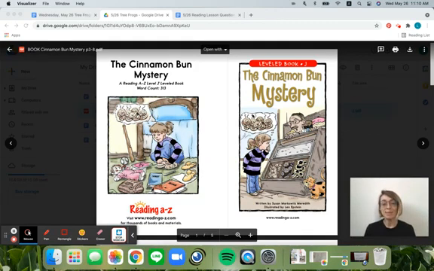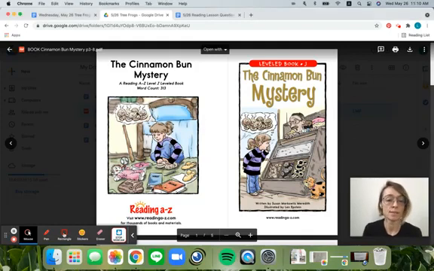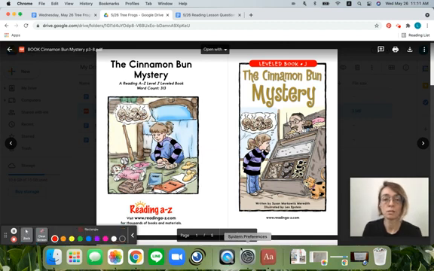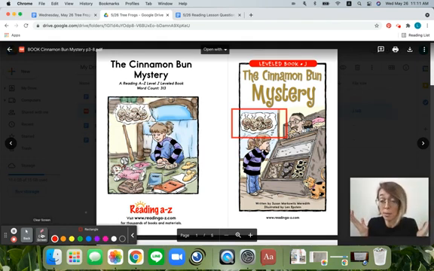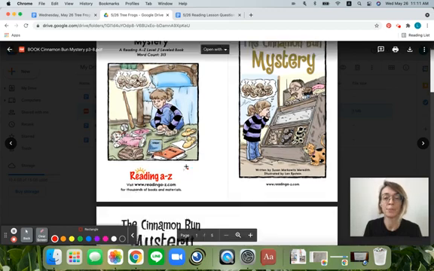The Cinnamon Bun Mystery. All right, first of all, a cinnamon bun is this yummy little, oh, my pen's not working. Okay, so a cinnamon bun is this yummy bread here. And it's a swirly bread. It's very sweet, very delicious. And a mystery is some kind of problem that we're trying to solve. So let's figure out what the mystery or the problem is here. Okay.